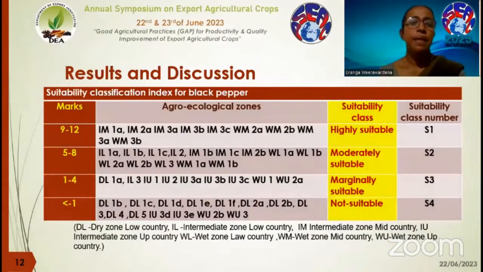Let's move on to results and discussion. In this table, you can see the marks obtained and how I differentiated those suitability classes. The agroecological zones which received negative marks were classified as not suitable, and zones which received values 1 to 4 as marginally suitable. Agroecological zones which received marks from 5 to 8 as moderately suitable, and agroecological zones which received marks from 9 to 12 as highly suitable class. So these suitability classes S1, S2, S3, S4 were used to map in a GIS environment.